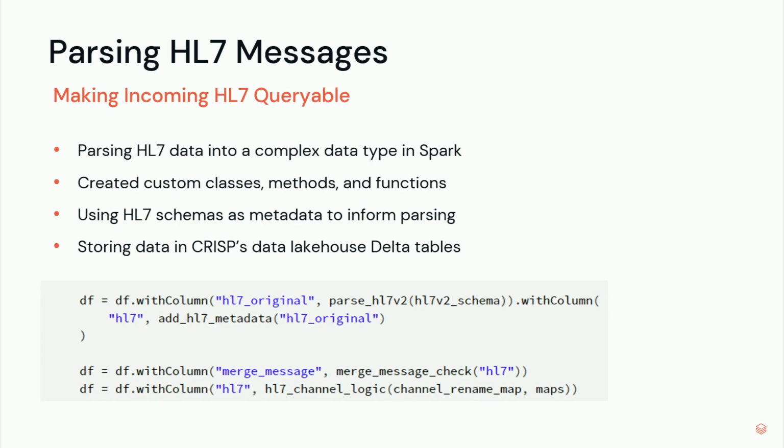So at the bottom, this is a quick code snippet where we apply channel logic based on different sources. So CRISP has different sources, different healthcare institutions, other HIEs that send data, and we do provide some standardization logic. So this is in the second layer. If you want to think about Databricks medallion architecture, more like the silver layer.